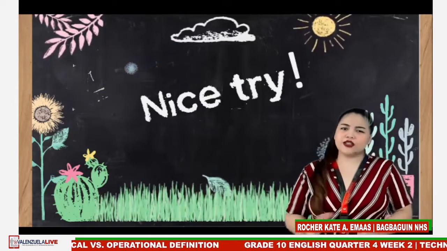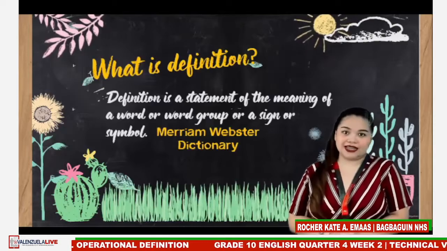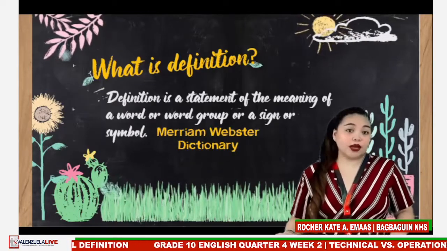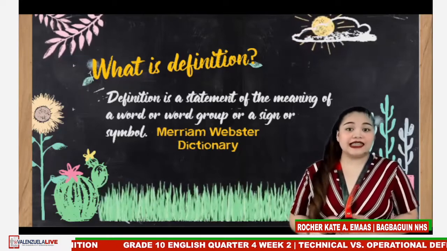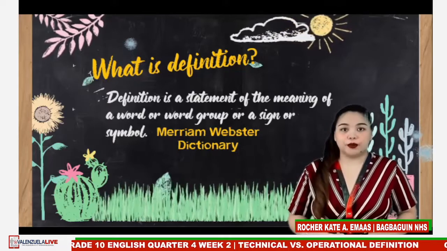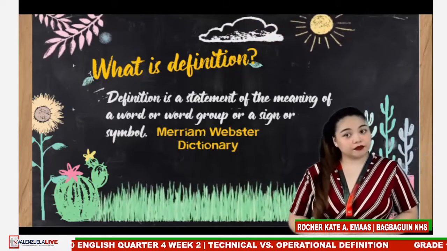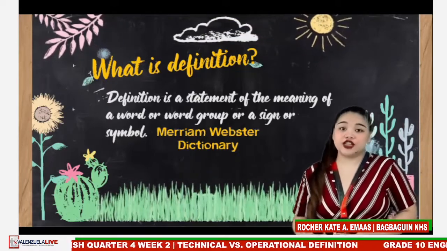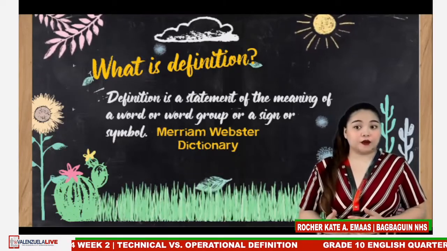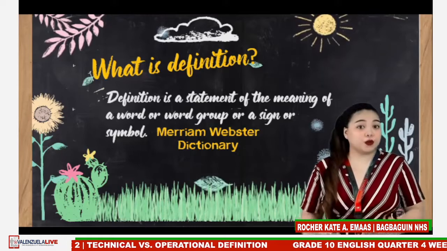Now, let us talk about what definition is. According to Merriam-Webster, definition is a statement of the meaning of a word or word group, or a sign or a symbol, which means that definition helps us to understand and derive meaning of a word or words that we are encountering.